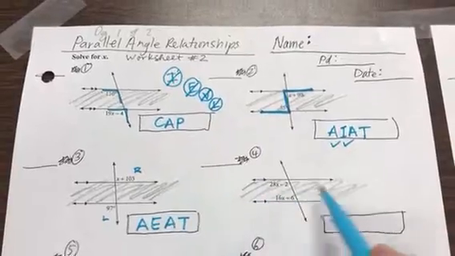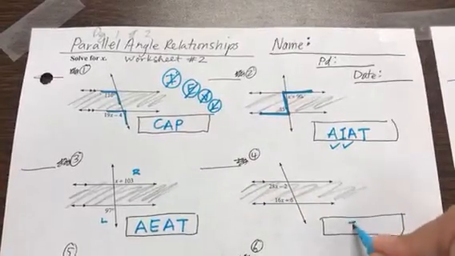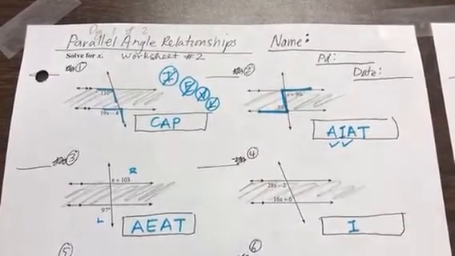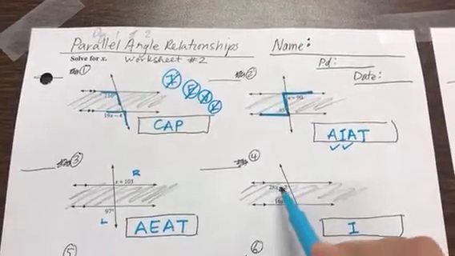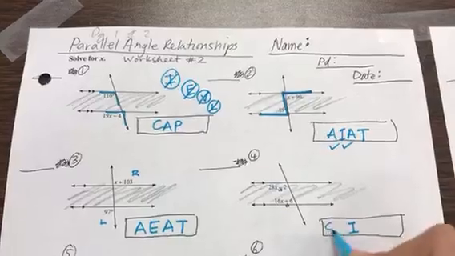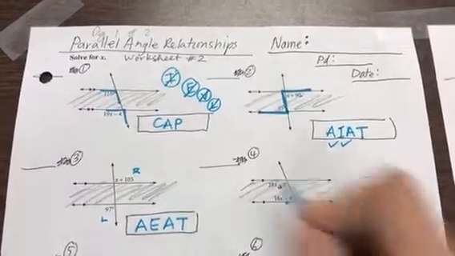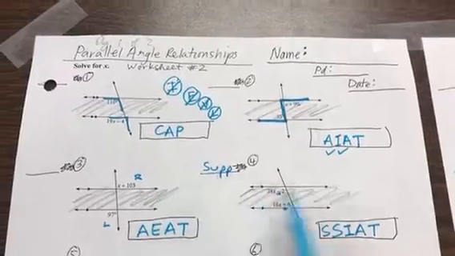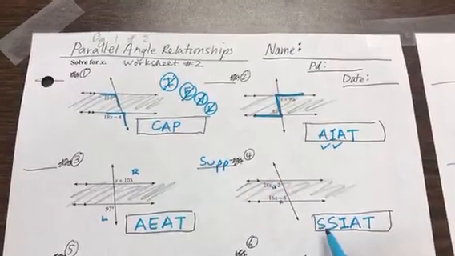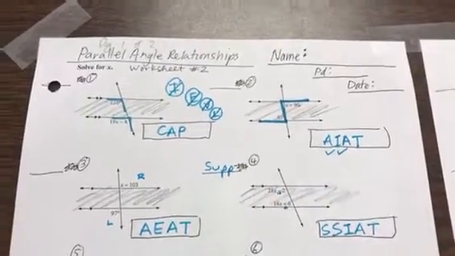Next one. Both of them got shaded. So I'm going to say interior. Both of them are in the road. Now they're both on the same side though. Same side supplementary. Okay. You probably put supplementary here. So supplementaries are same side supplementaries or maybe linear pairs supplementary.